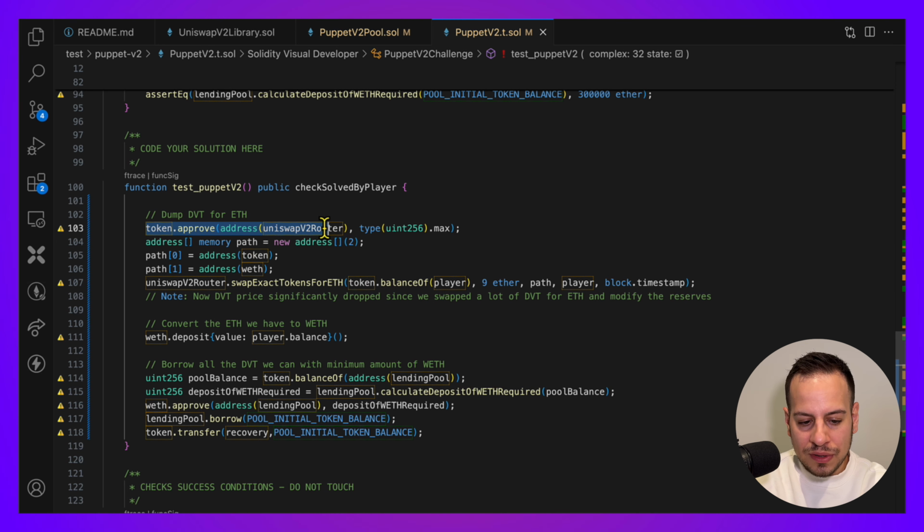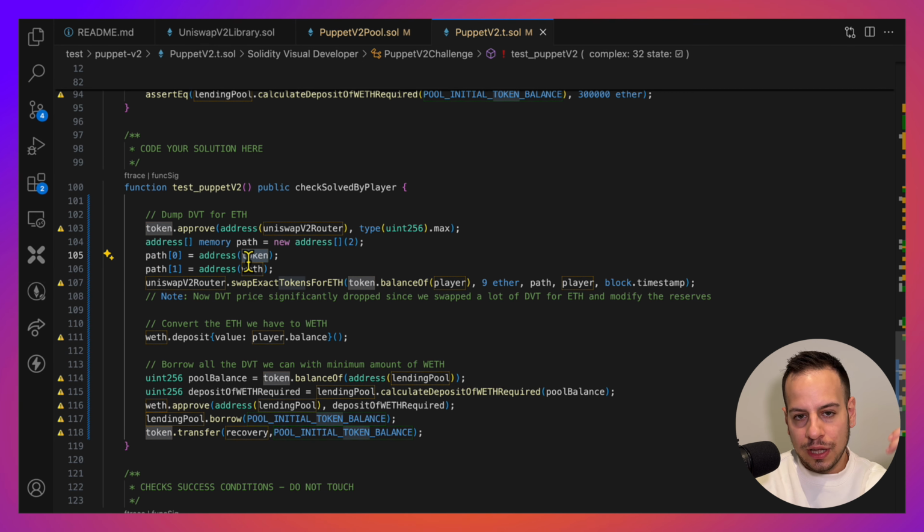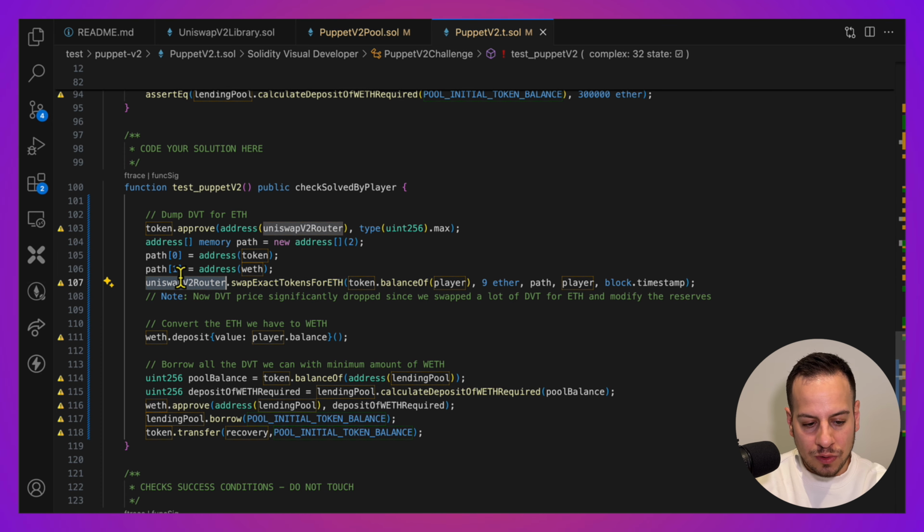So we approve the router to spend all our DVT tokens, and then we prepare the path array, essentially which tokens we want to swap. So we want to swap from token to wrapped ETH. That's why token is at 0 and ETH at 1. We call the swapExactTokensForETH function in the Uniswap router.